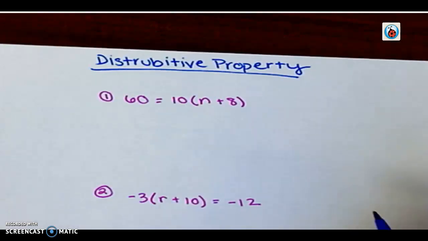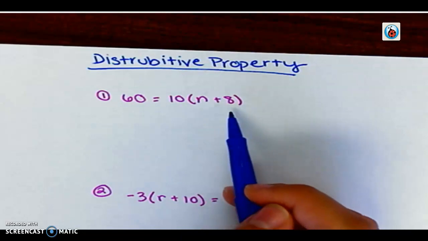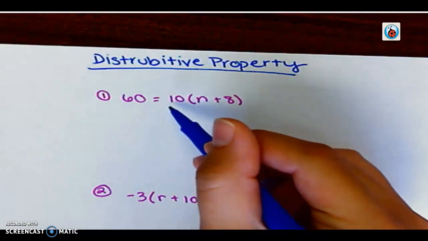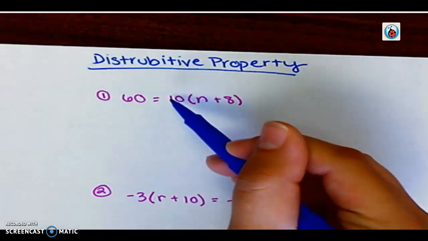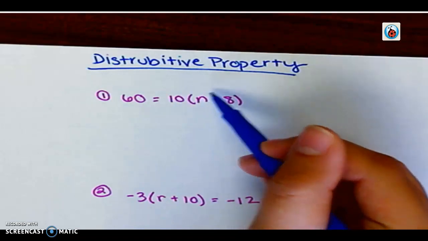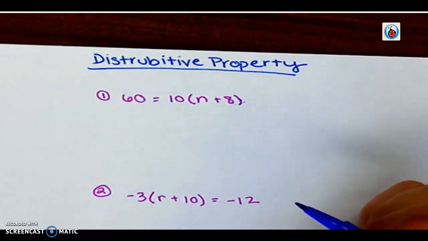So whenever you see a problem that requires distribution, you're always going to see parentheses. And then what those parentheses tell us is that we have to multiply everything on the outside of the parentheses by everything on the inside of the parentheses. Okay, so we're just going to go ahead and get started.